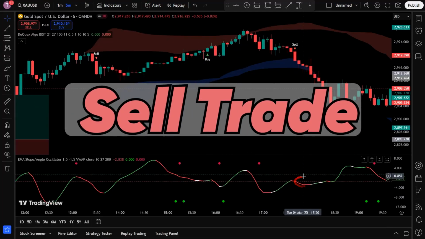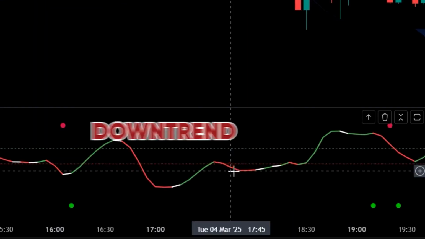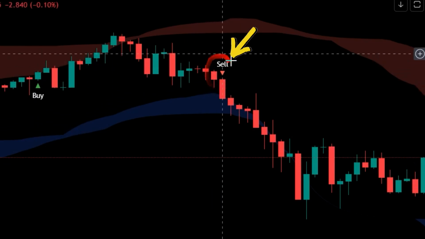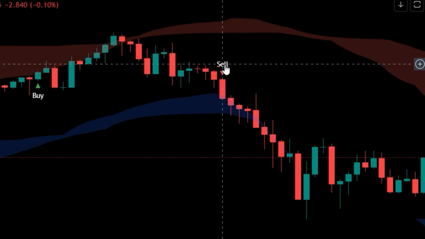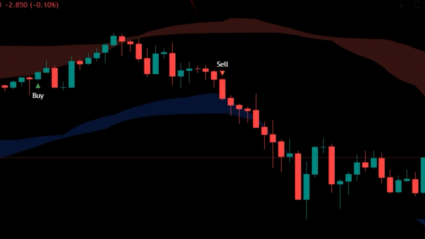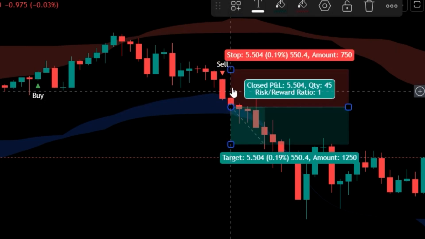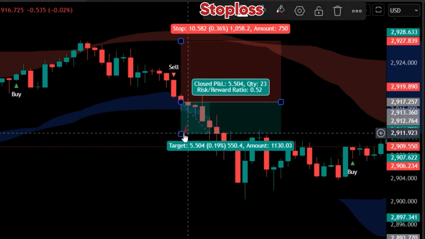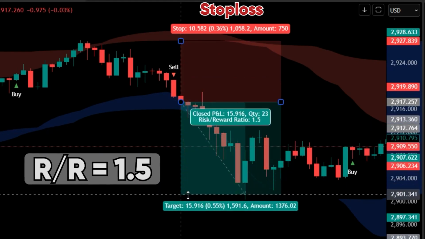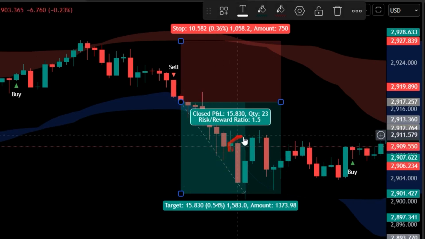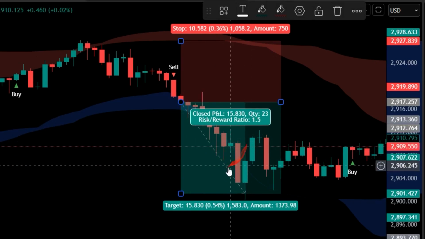For a sell trade, first ensure that you are in a downtrend. After that, look at the Forex indicator and look for a sell signal. When you find it, wait for a bearish candle. Now enter the trade. Set your stop loss just above the last swing high. For your take profit, just consider your risk to reward ratio to be 1 to 1.5 as well. Now wait for the trade to close profitably.